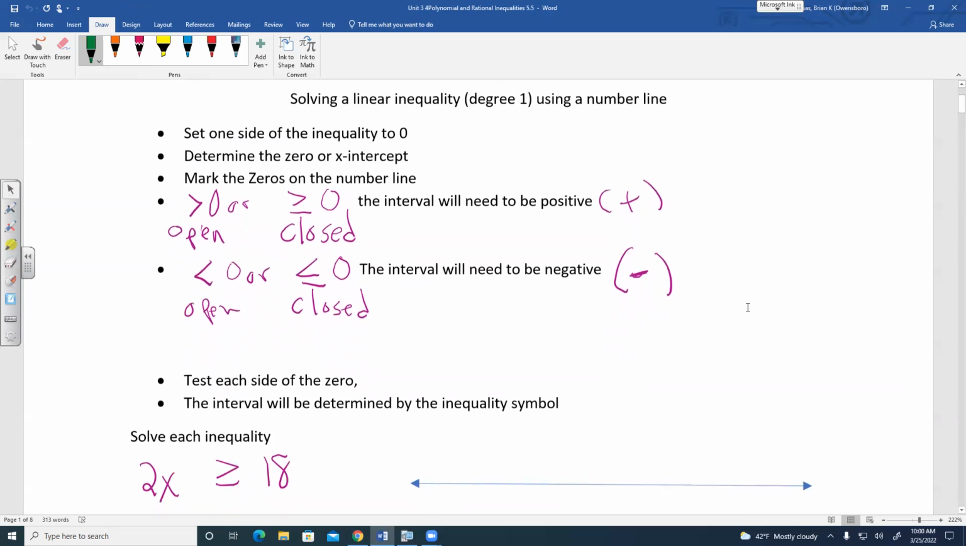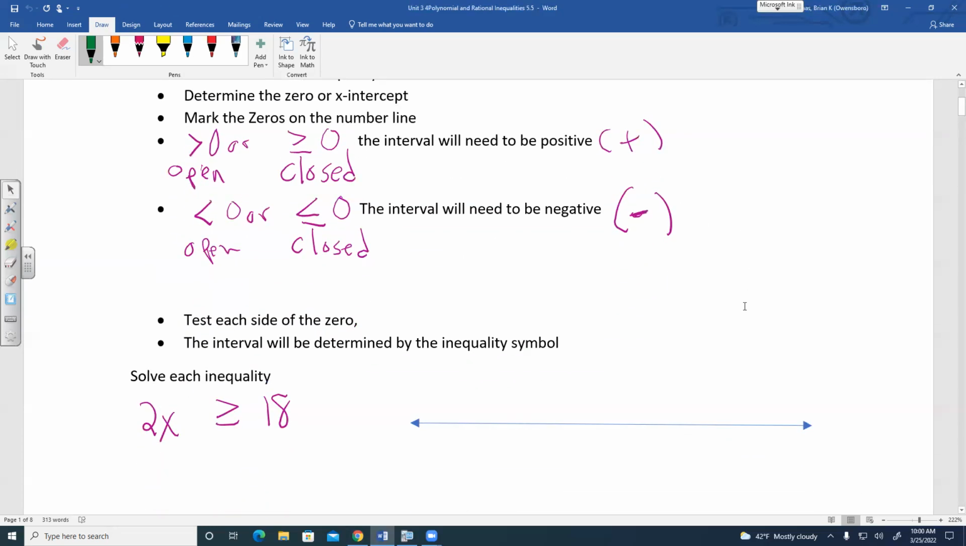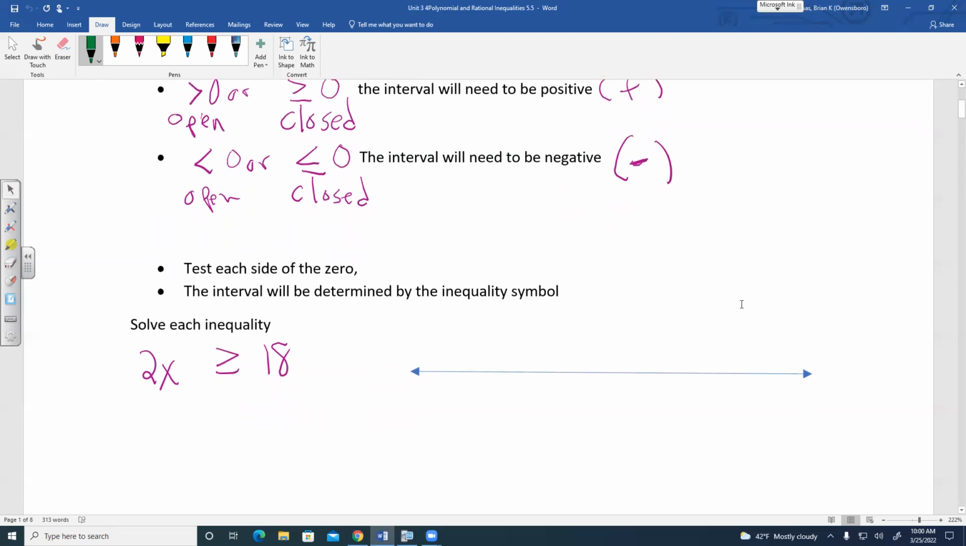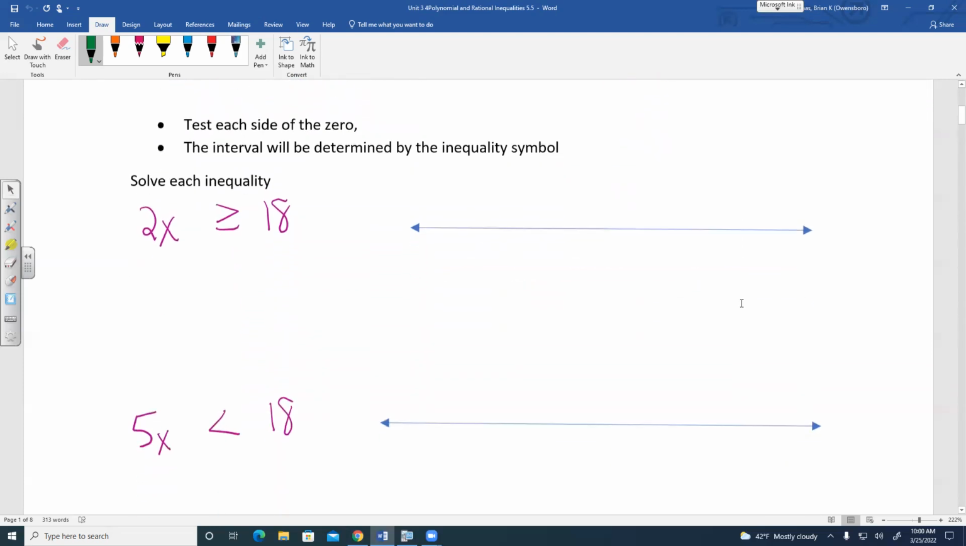So when we use this number line, what we're going to do is test each side of the 0. The zeros are going to create intervals on the number line, and we're going to test each side of that. So the interval will be determined by the inequality symbol. Like I said, if it's greater than or greater than or equal to, we're looking for a positive. If it's less than or less than or equal to, then we're looking for where the interval is negative. So let's look at this inequality here.